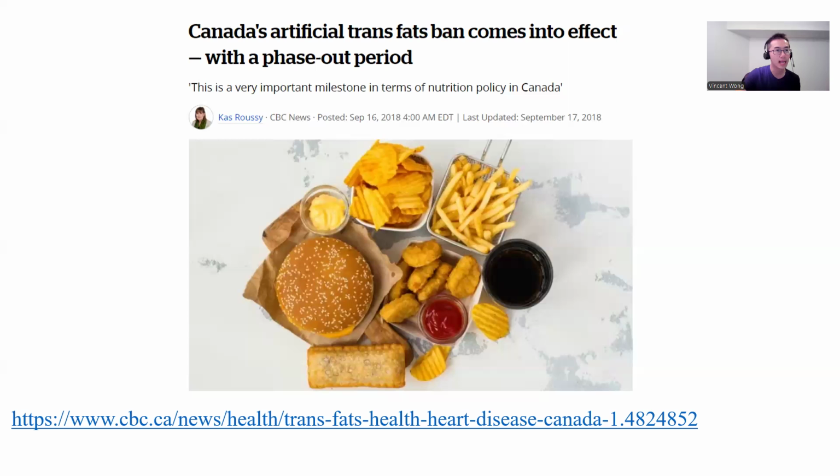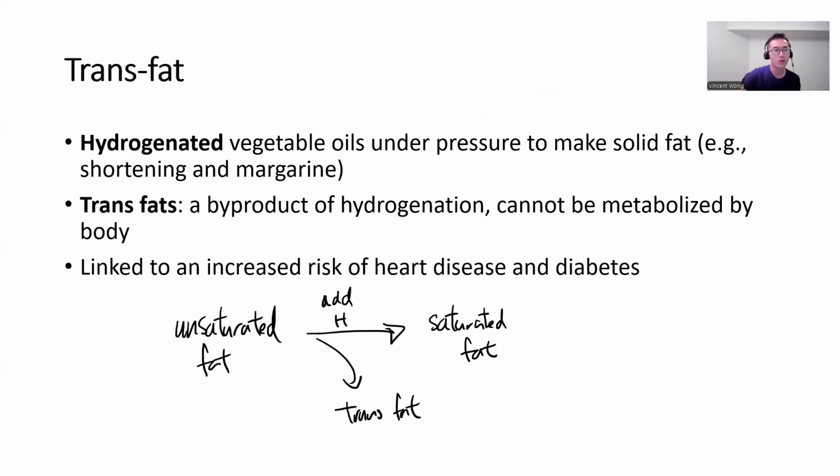There is a question: does adding hydrogen turn it into? Okay, yeah. So adding hydrogen turns it into saturated fat, but there is a byproduct in the process, and the byproduct is trans fat. Like you're not intended to make the trans fat, but it just happens to be there as part of the process. Does it answer your question?